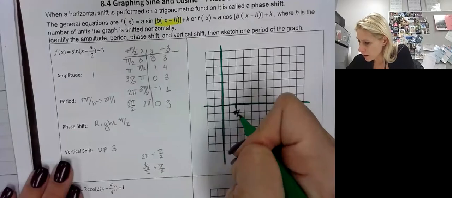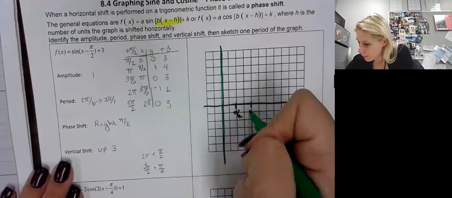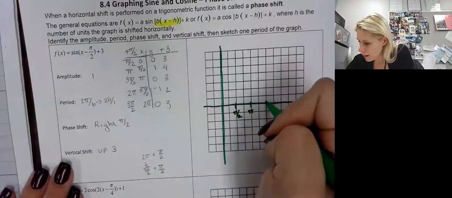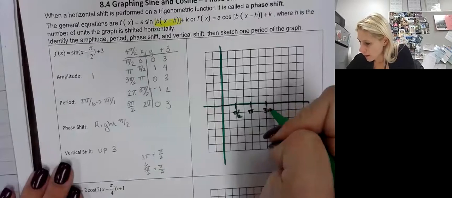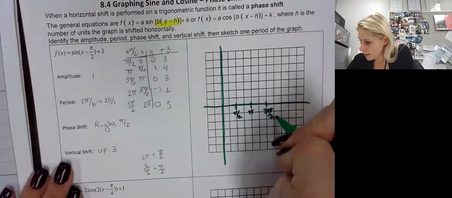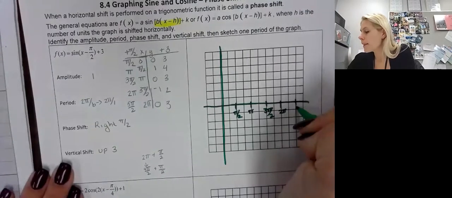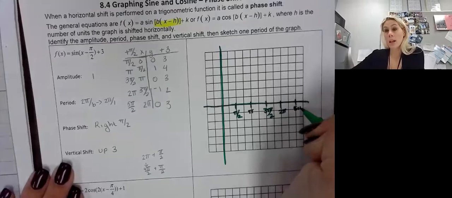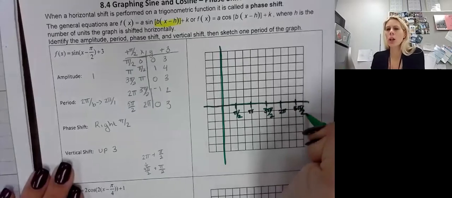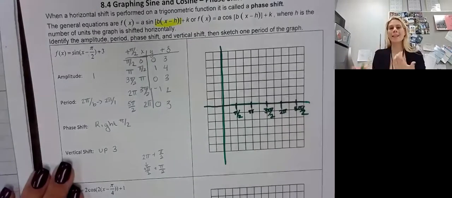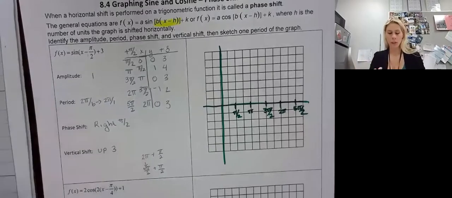pi, 3 pi over 2, 2 pi, 5 pi over 2. Now, of course, we could keep going to the right. So make sure that you look ahead of time if it fits or not. Okay, that's why you use pencil too instead of pen.